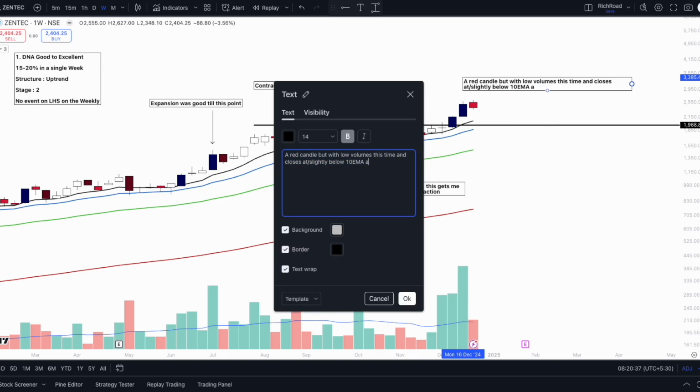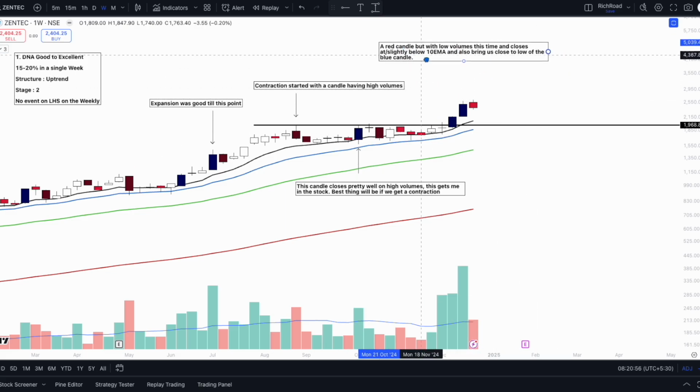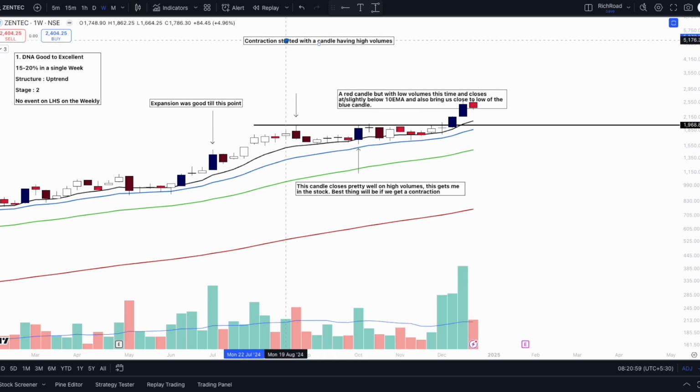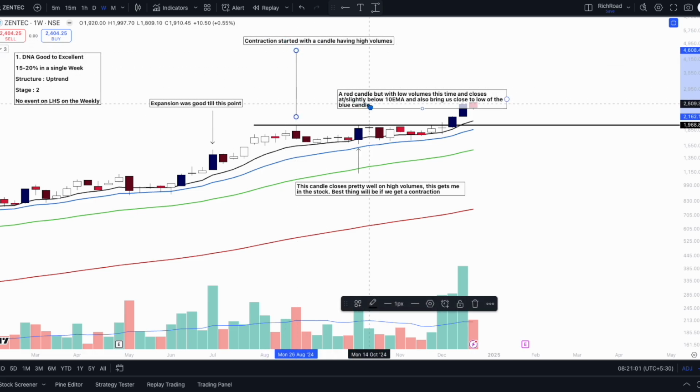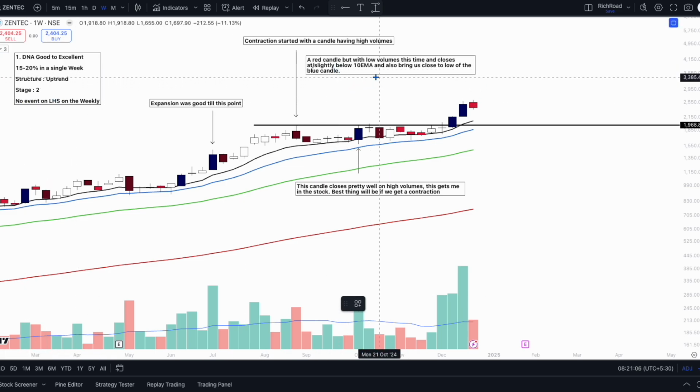And also brings us close to the low of the blue candle. And that is a good thing. Now just have a look at the quality of this candle, and only then is this point relevant. So that's important for you to acknowledge over here. You just cannot blindly make it a pattern or a formula. And I hope you get the sarcasm in the last video I gave you, two candlestick patterns. Some people missed out, unfortunately.